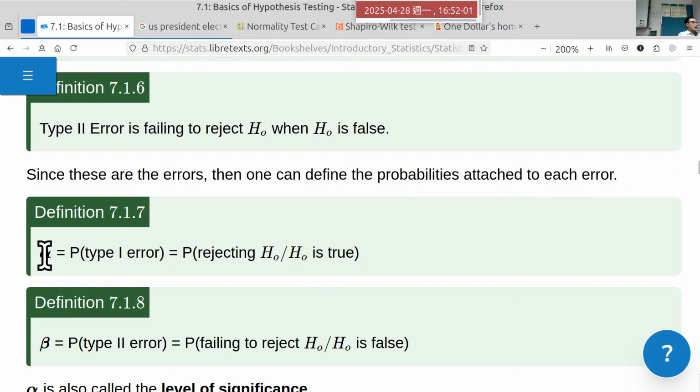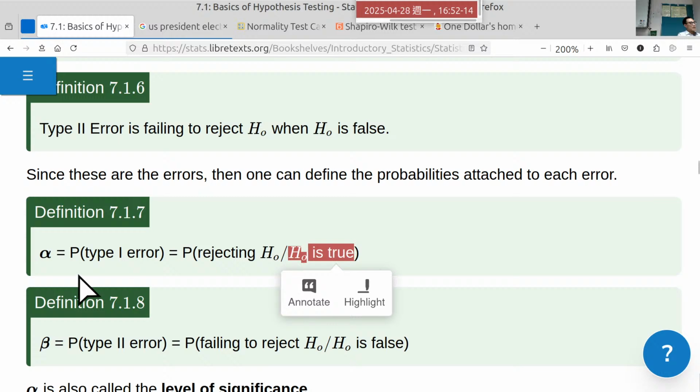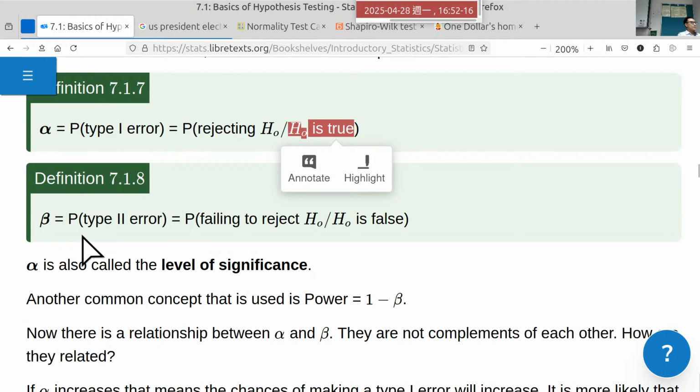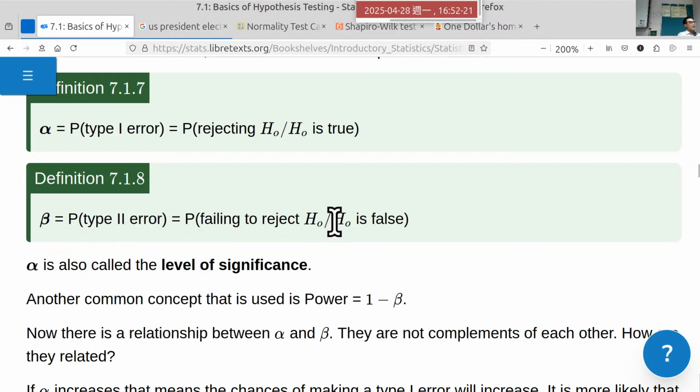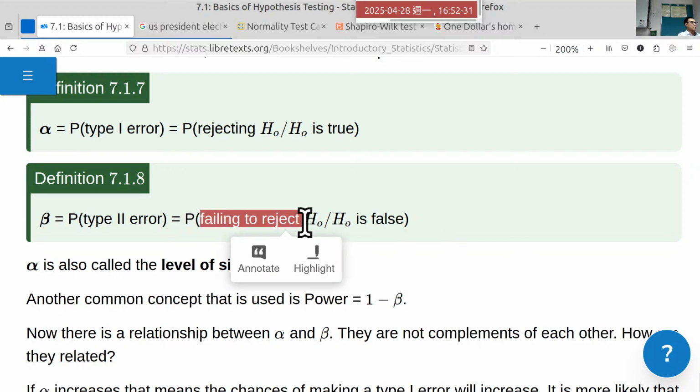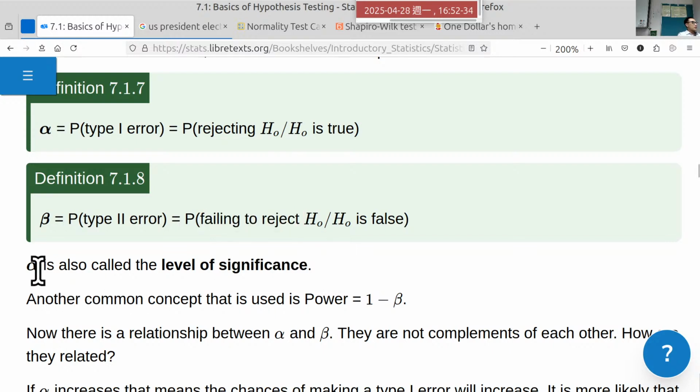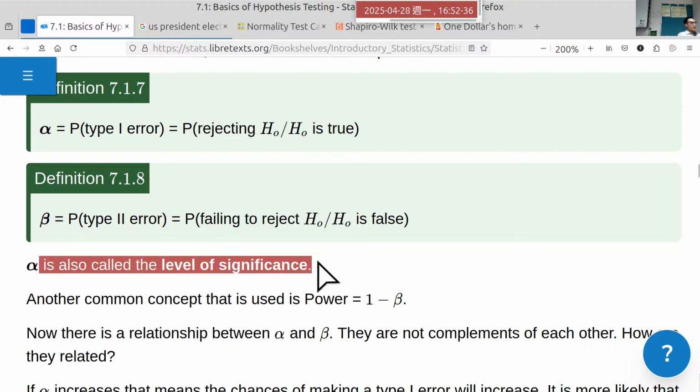The first one, alpha, is the probability of type 1 error: when you reject it, but in fact it is true. The second one, beta, is the probability of type 2 error: when the null is false, you should reject it, instead you fail to reject. In other words, you accept it. Alpha is called the level of significance.